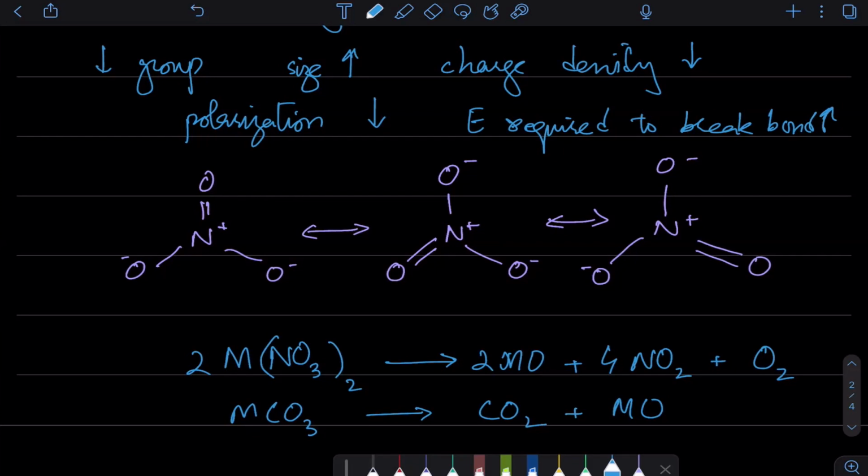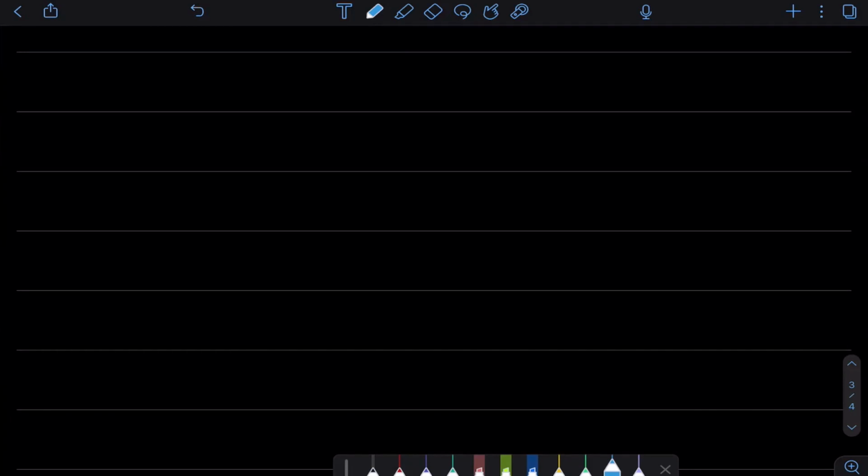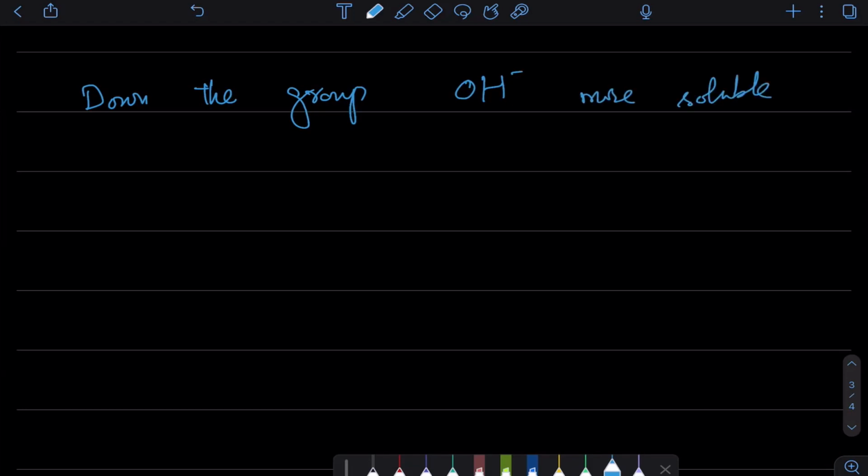So what happens to hydroxide down the group? Tell me. The solubility of hydroxides down the group, it decreases. It increases. It is opposite. So down the group, hydroxides become more soluble. Why? Because again, down the group, lattice energy is decreasing, since the cation radius increases. But the hydration enthalpy is also going to decrease. But in this case, lattice energy decreases more.